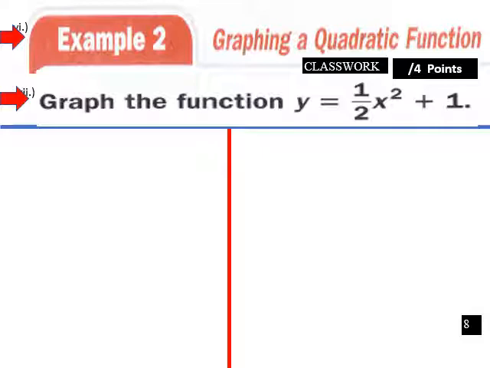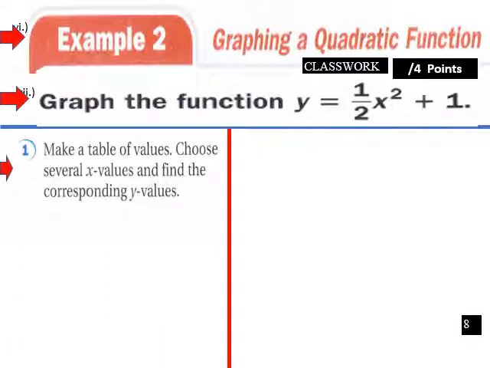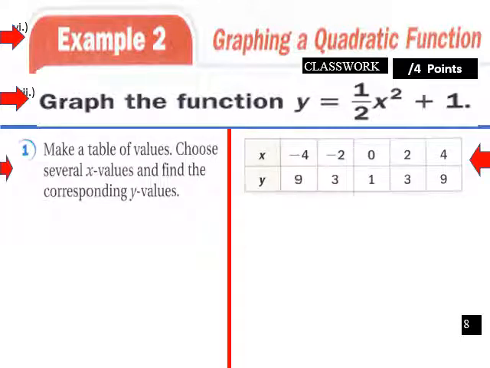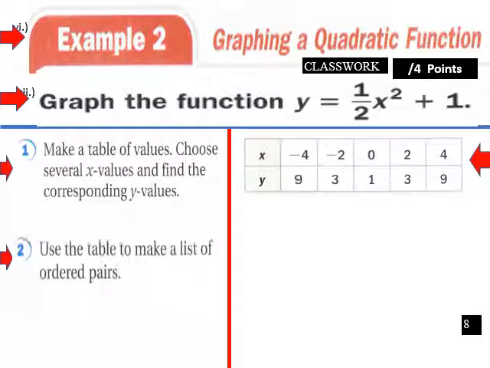So we're going to graph y equals 1/2 x squared plus 1. So we're going to make a table here. Step 1, make a table. So we're going to substitute values of x, and then we find out what we get for y. So when x equals -4, we get 9. When x equals 0, y equals 1, etc. You could do this too by punching this into your graphing calculator to find that.